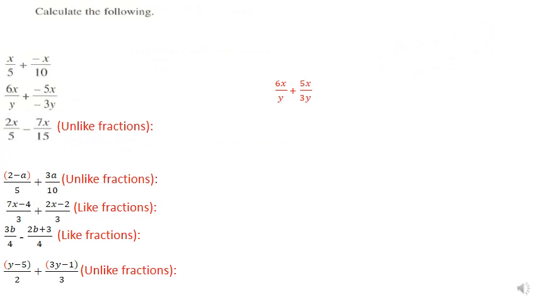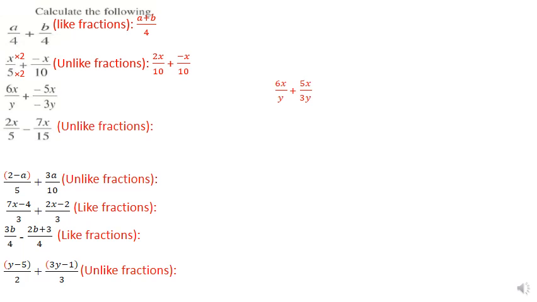Okay, let us solve some applications on this. We have a over 4 plus b over 4, and x over 5 plus minus x over 10. Here I have like fractions in the first one, so I add them directly, so it's a plus b over 4. But in the second one, these are unlike fractions because I have 5 and 10. So I'm going to multiply the 5 by 2. So, as you can see, I multiply them by 2, so I get 2x over 10 plus minus x over 10. Now I have the same denominator, which is 10.